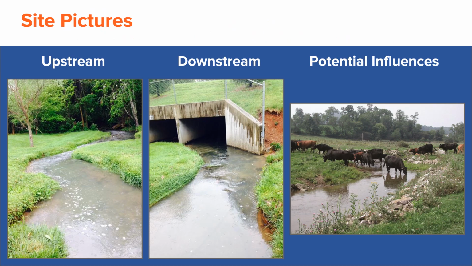Here are some examples of upstream, downstream, and potential stream influence photos. Cattle in the stream can contribute to turbidity measurements, E. coli concentration, and possibly your field chemistry measurements. They can also affect habitat and biological conditions.